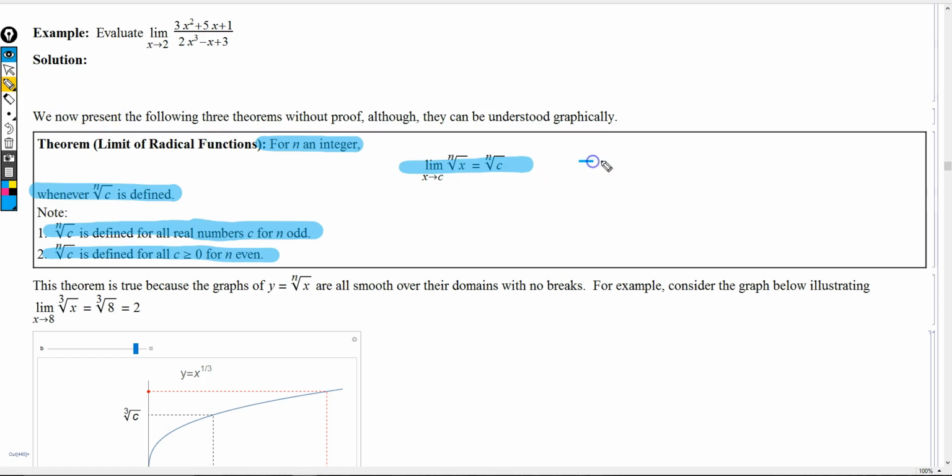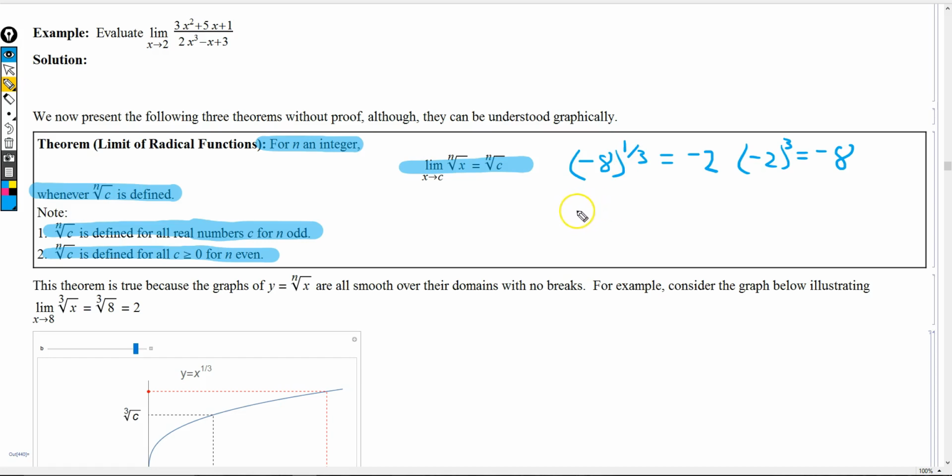If I look at negative 8 to the 1/3 power, that is defined. That is negative 2, because negative 2 cubed gives me back negative 8, right? So the cube root of negative numbers, that's fine. Just like the 5th root, the 7th root, they're all defined, okay?